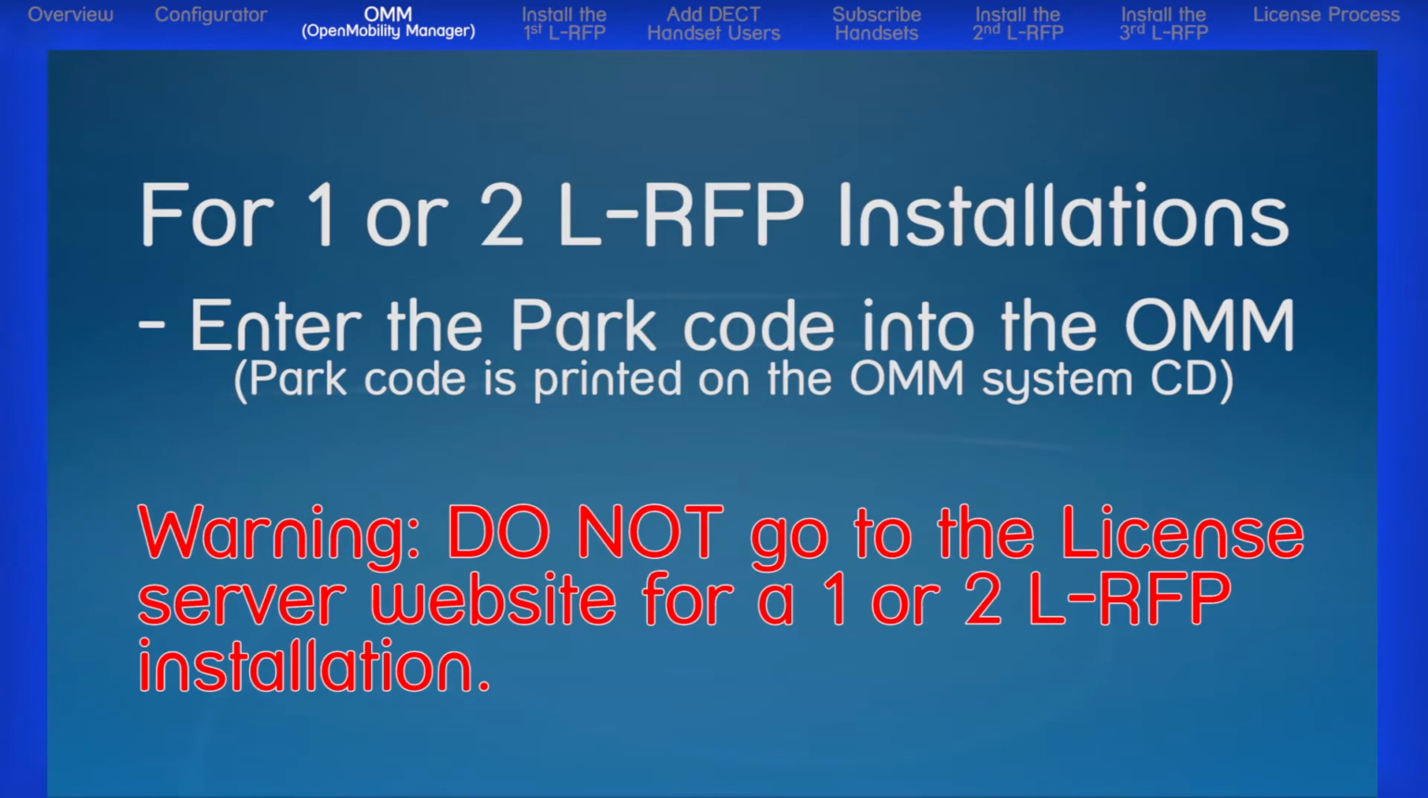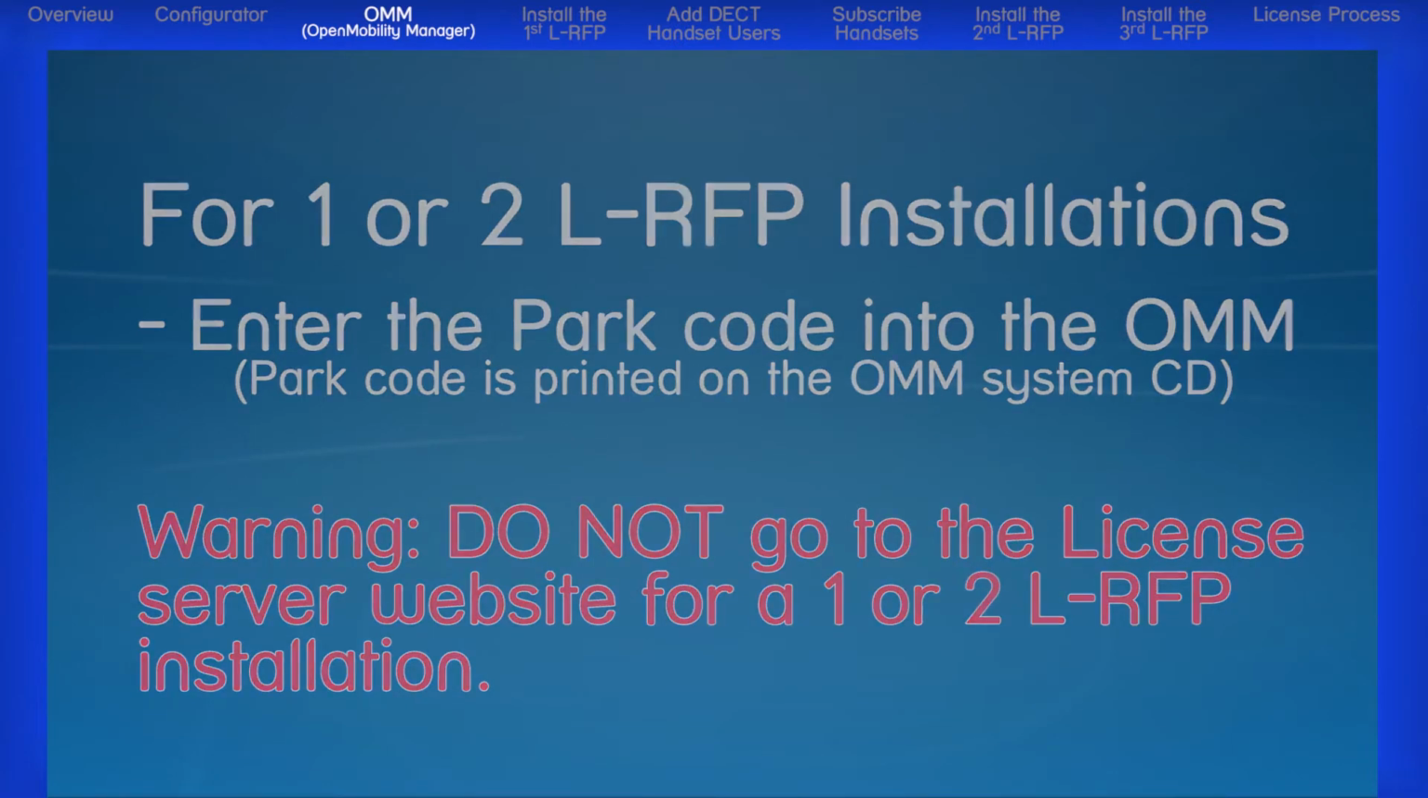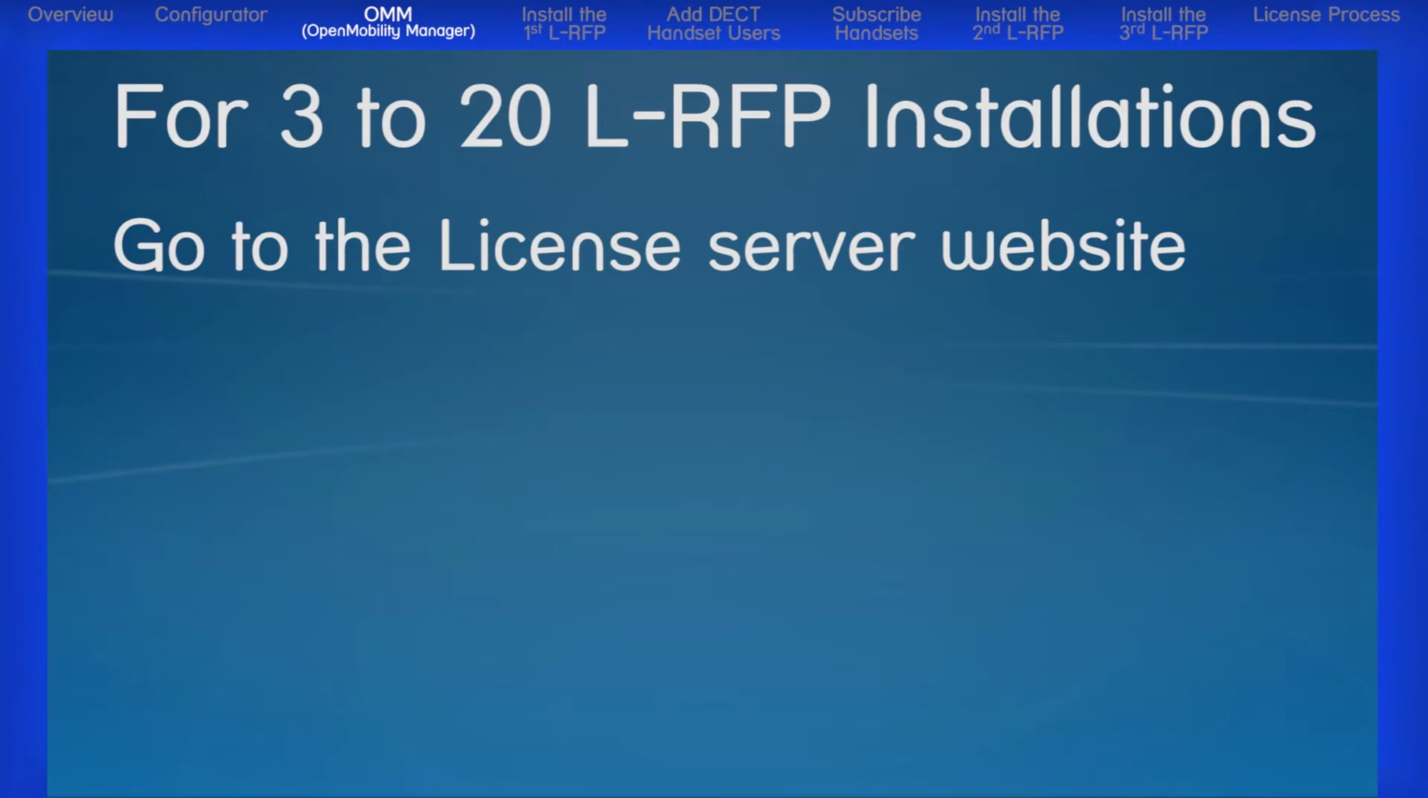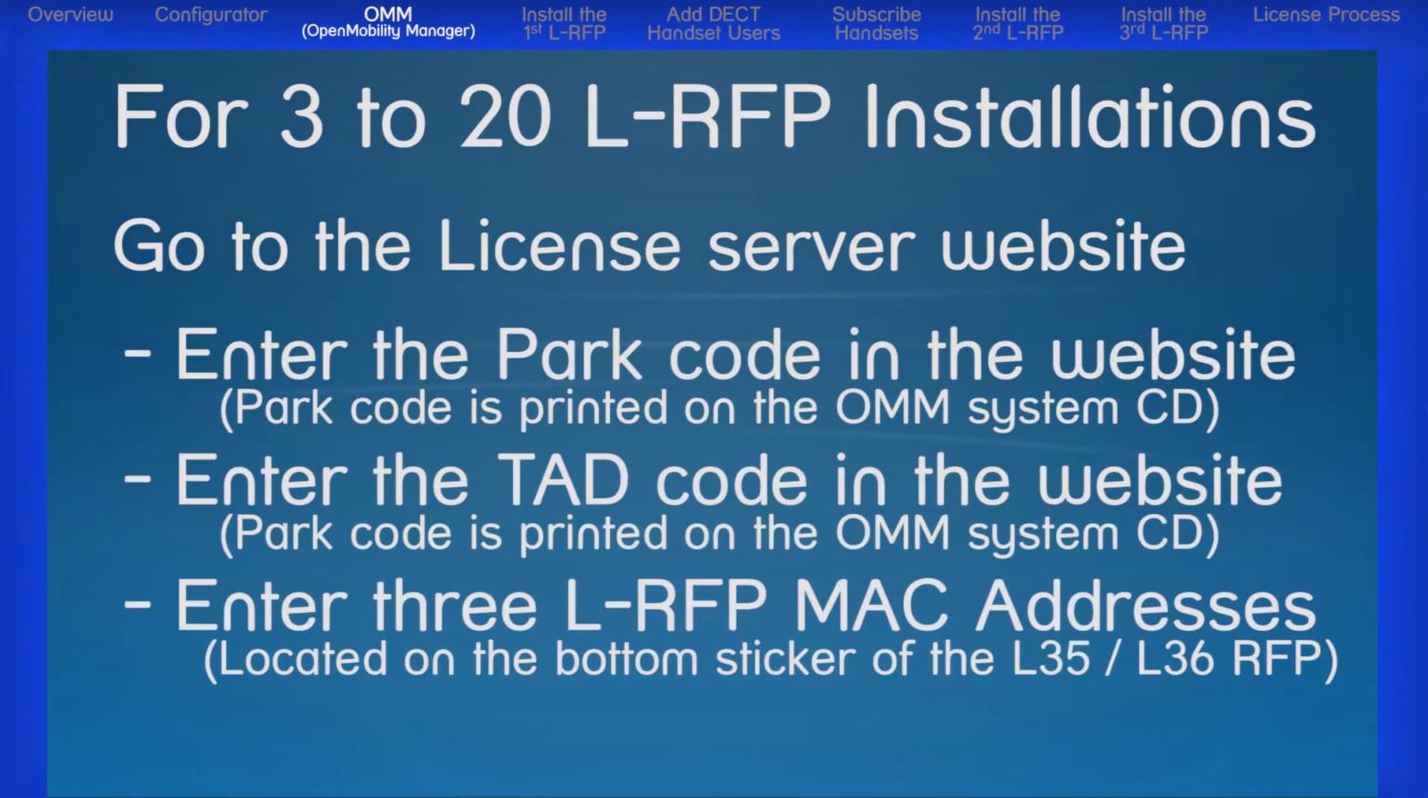So for an installation that only has 1 or 2 L-RFPs, don't go to the website, just enter the part code into the OMM. For systems that will have 3 to 20 L-RFPs installed, you will be required to launch a browser and go to the license server website, where you will enter information that will generate a license file that will be used to activate the built-in license features on your L-RFPs.